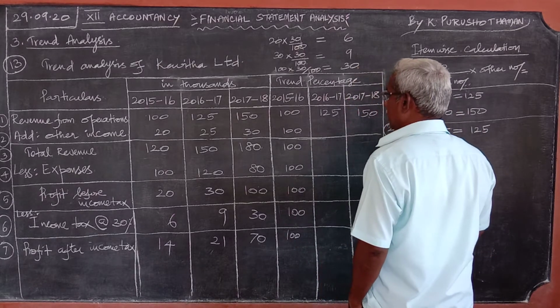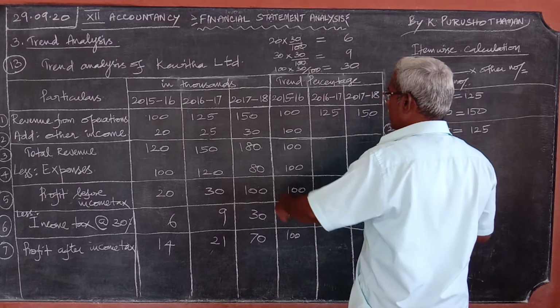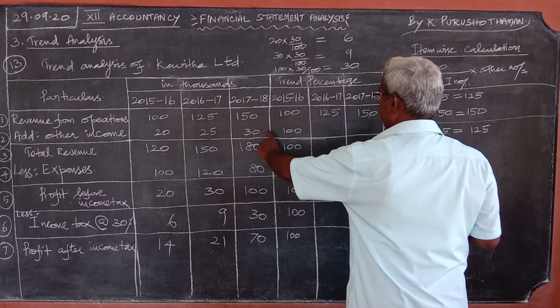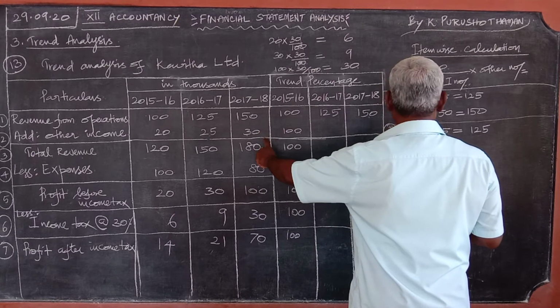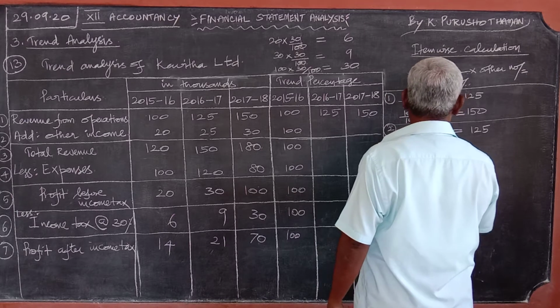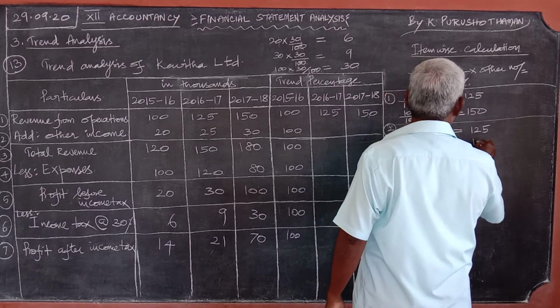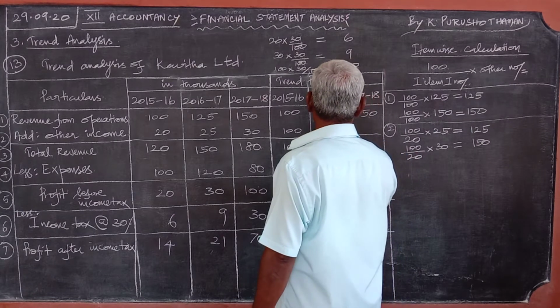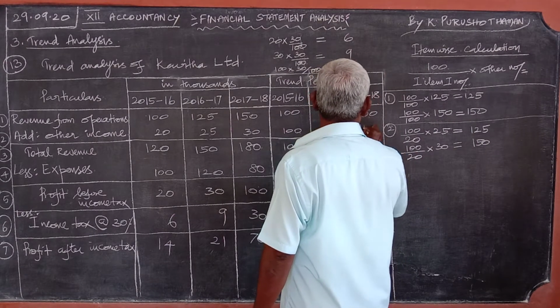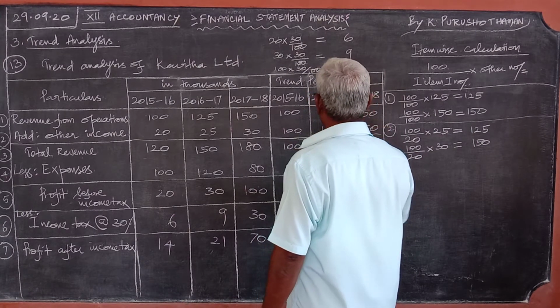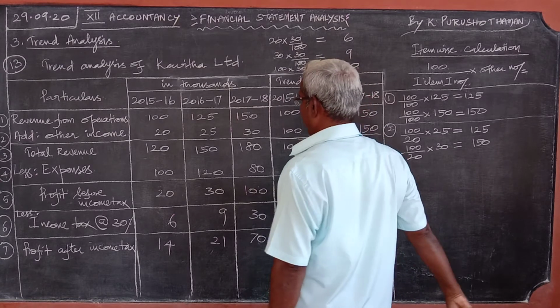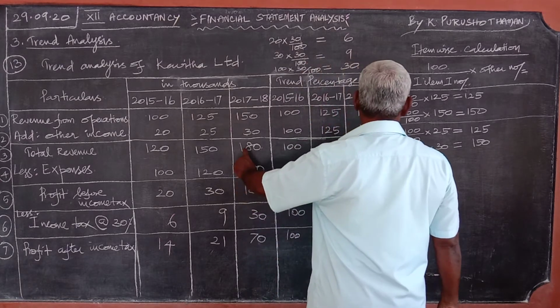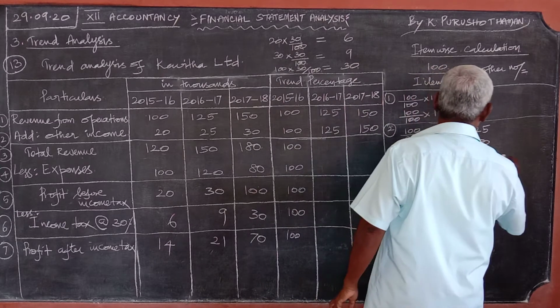Then 100 by 20 into 30, that is 5 into 30, 150. The same for the next, 125, 150, because the figures are like that. Don't think the same number will come. The next one, you see, the third one.